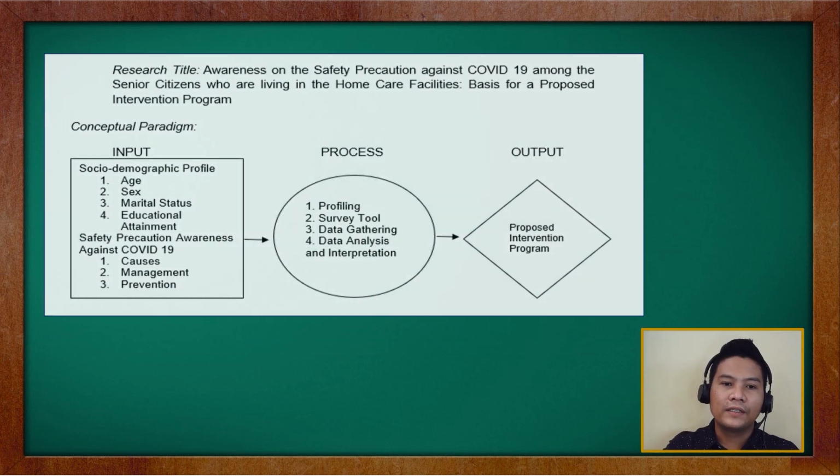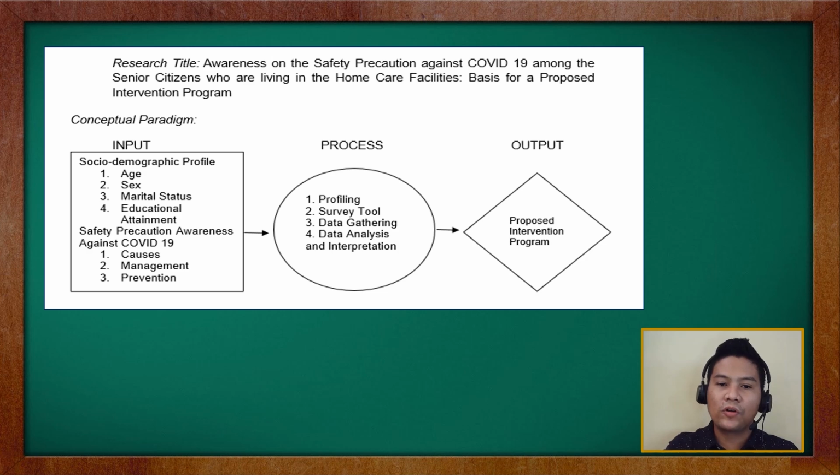Second picture, the title is Awareness on the Safety Precaution Against COVID-19 among the Senior Citizens Who Are Living in the Home Care Facilities: Basis for a Proposed Intervention Program. You can see here the visuals: the input, process, and output. Let's give a time to understand this picture here. In graphic form, can you just type any idea that you have in your mind? Type it in the comment.